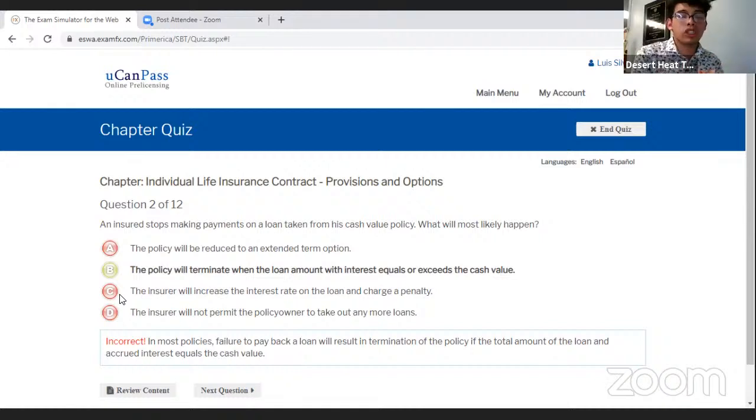Okay. And then in most policies, failure to pay back a loan will result in termination of the policy if the total amount of the loan and incurred interest equals the cash value. So if it exceeds that, you're definitely not going to have insurance. Does anybody have any questions?